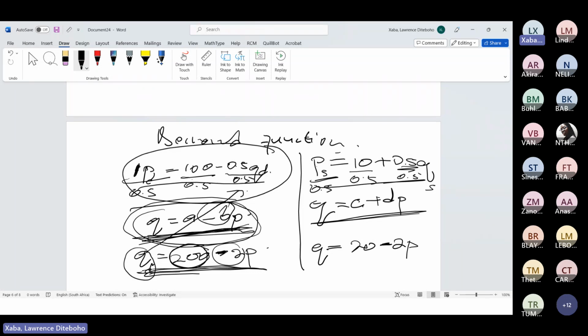When we divide, it comes to the left-hand side. To the right-hand side, it becomes 2P. There's something that doesn't make sense, because if you remember, our slope is supposed to be negative. I'm trying to check what went wrong.